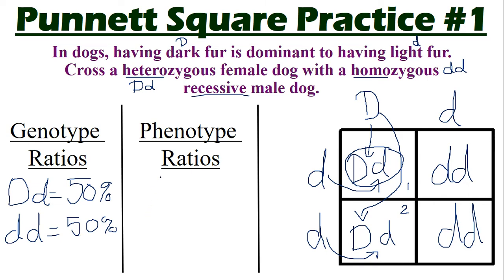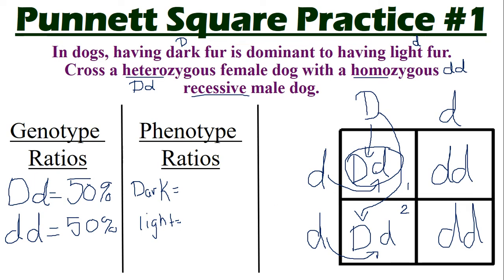The next thing, phenotypes. What are the two traits that you can have here? You can have dark fur, or you can have light fur. Right? To have dark fur, you have to have capital letters. To have light fur, you have to have all lowercase letters.